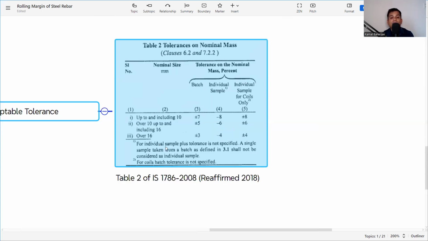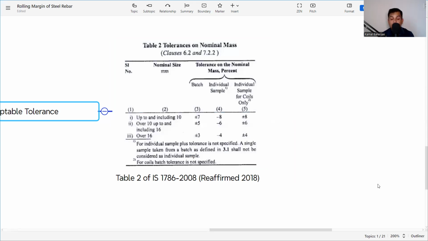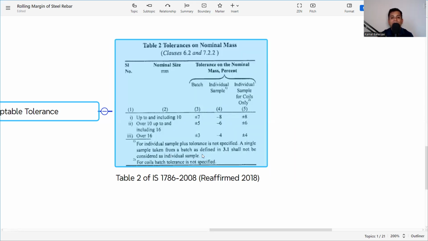For individual samples, the plus tolerance is not specified. A single sample taken from a batch as defined in 3.1 shall not be considered an individual sample. So one sample is not considered a sample; it is a minimum of three samples. Not only in steel, everywhere the minimum is three samples. In concrete cubes also, the average of three samples is the one sample, and an individual cube is not accepted. For coils, batch tolerance is not specified.